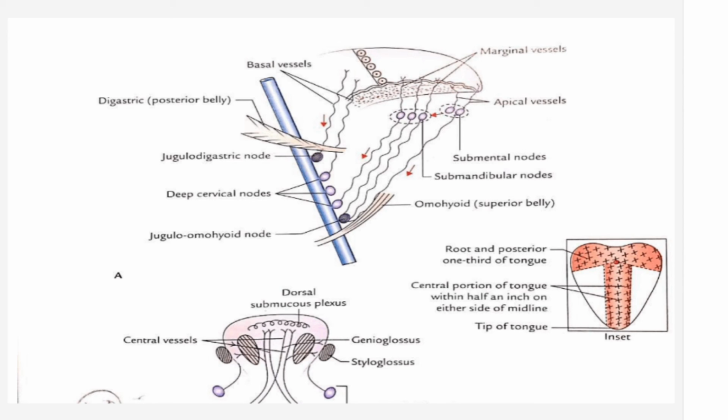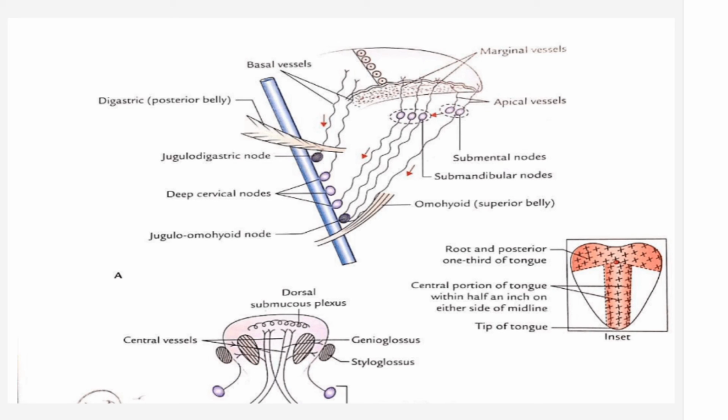And there are the central vessels and the basal vessels that drain bilaterally into the upper deep cervical lymph nodes, including the jugulo-digastric. The central vessels drain the central portion of the anterior two-thirds of the tongue as they pass vertically downwards in the midline of the tongue between the genioglossus muscles and then drain bilaterally into the deep cervical lymph nodes.